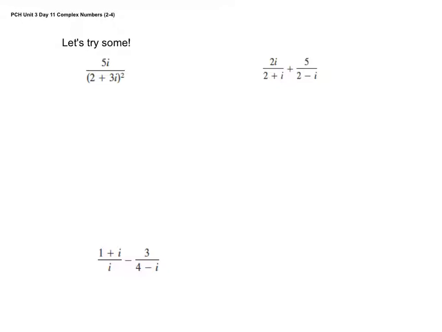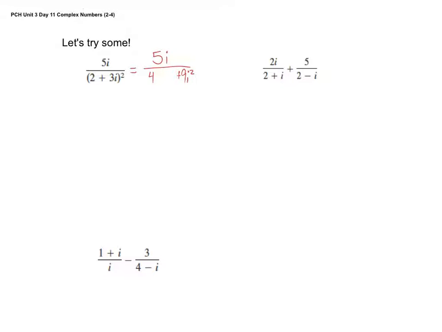On the very first one here, what would you do first? The 5i over 2 plus 3i squared. Then you take the complex conjugate and multiply it by. Okay, so first of all here, we're going to FOIL that denominator. So we have 5i over, what do we end up with? 4 plus 9i squared.